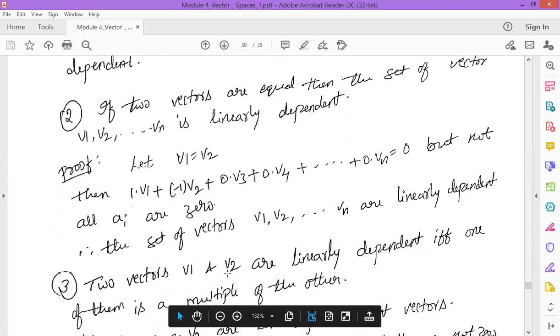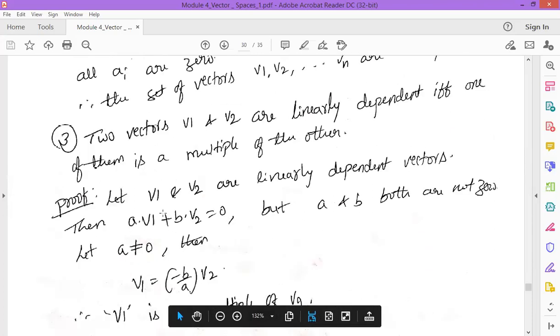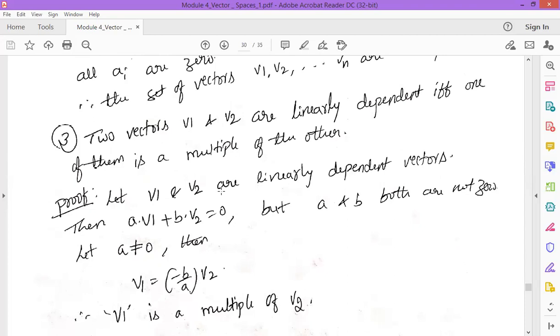And the third result is that two vectors v1 and v2 are linearly dependent only if one of them is a multiple of the other.